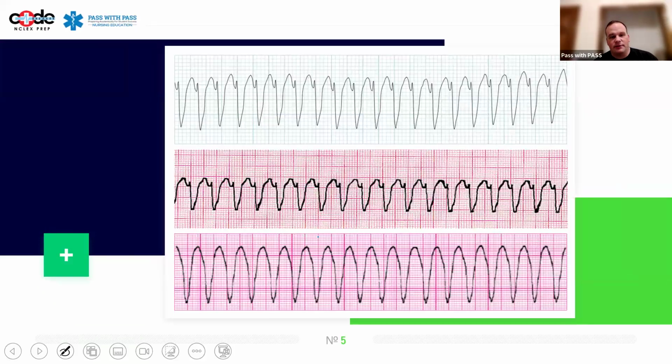So here are some different morphologies of VTAC, some different shapes and sizes of VTAC. The QRS complexes can be all negative, they can be all positive, they can be large, they can be small, okay? So VTAC can present in a few different ways just in terms of shape and size, but at the end of the day, the rules stay the same. It's fast, it's wide complex, and it's regular, okay? So don't let that trip you up.